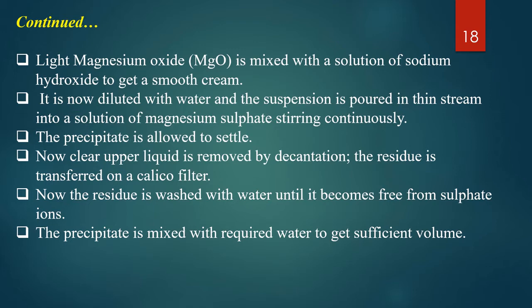Light magnesium oxide is mixed with a solution of sodium hydroxide to get a smooth cream. It is now diluted with water and the suspension is poured in a thin stream into a solution of magnesium sulfate, stirring continuously. The precipitate is then allowed to settle. Now, the clear upper liquid is removed by decantation and the residue is transferred onto a calico filter. Now the residue is washed with water until it becomes free from sulfate ions. Further, the precipitate is mixed with required water to get the sufficient volume.